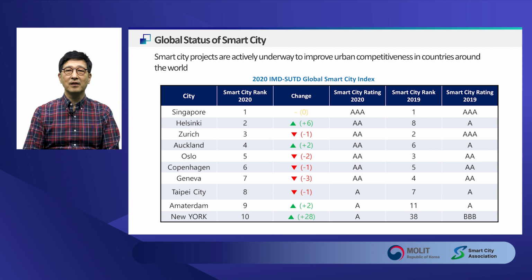Among these, if you look at the 2020 Global Smart City Index in the table, you can see that Singapore is consistently at the top, and some European and North American cities such as New York are showing an increase. After 2020, if you look at the changed indexes of various research institutes, you can see that each city is fiercely competing to build smart cities.